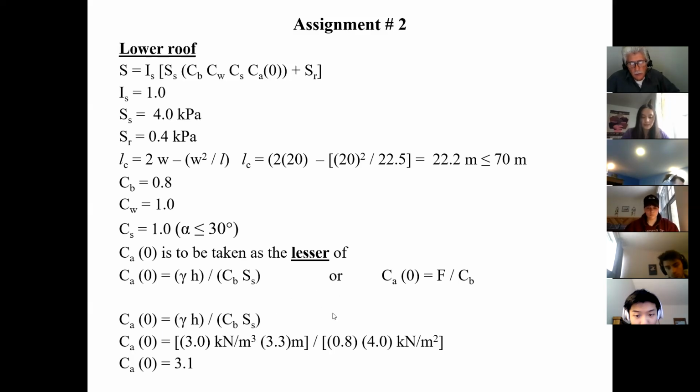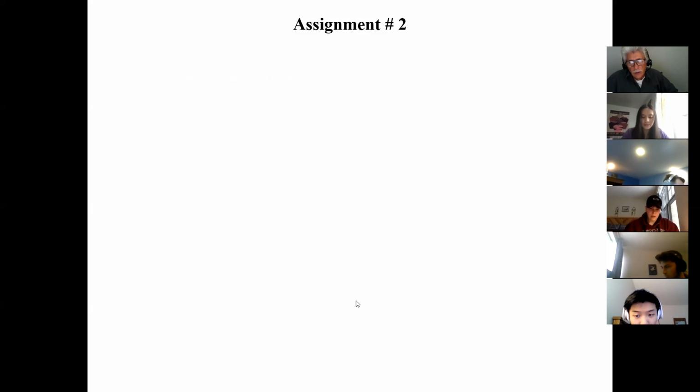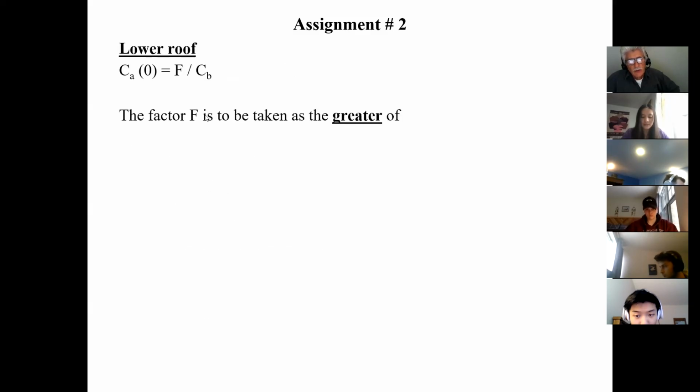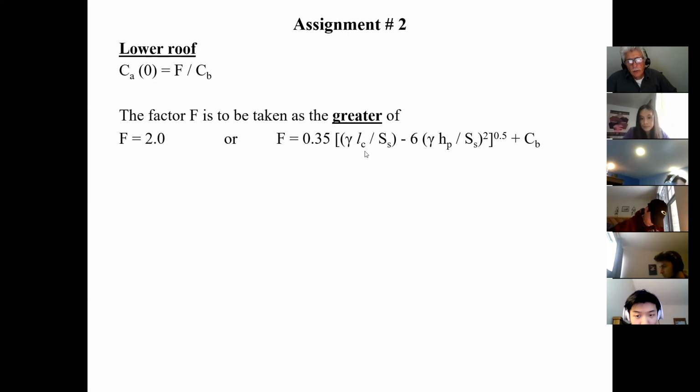So that's one side, and then the other one would be where you go F for the lower roof. F shall be taken as the greater of either 2, so in other words, you can't go less than 2, or this equation here. This equation has the unit weight of snow and the characteristic length of the upper roof, because that's the snow that's blowing onto the lower roof. And of course the SS is the same, the unit weight of snow, and then the height of the parapet, and this is the CB of the lower roof.